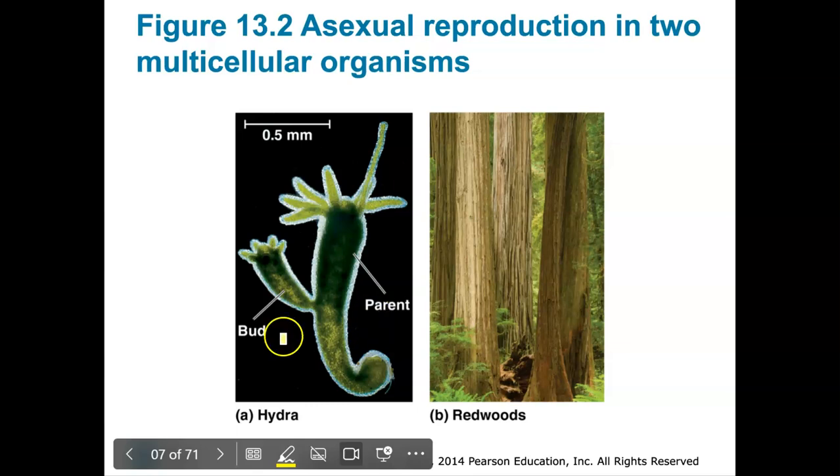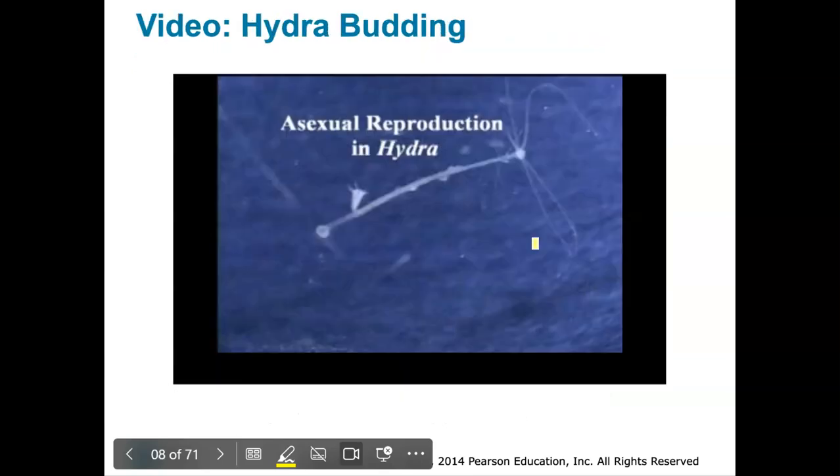And you can see this is an example of cloning in Hydra, or asexual reproduction. Redwoods are actually all clones of one another, and they're pretty much joined underground. It's almost like they're one organism.